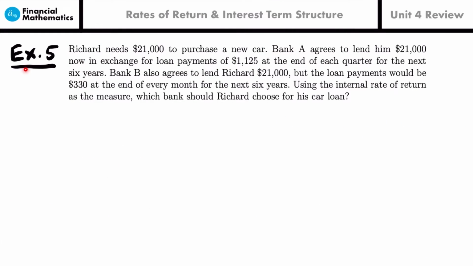All right, so for our 5th review problem, we have Richard needs $21,000 to purchase a new car. Bank A agrees to lend him $21,000 now in exchange for loan payments of $1,125 at the end of each quarter for the next 6 years. Bank B also agrees to lend Richard $21,000, but the loan payments would be $330 at the end of every month for the next 6 years. Using the internal rate of return as the measure, which bank should Richard choose for his car loan?